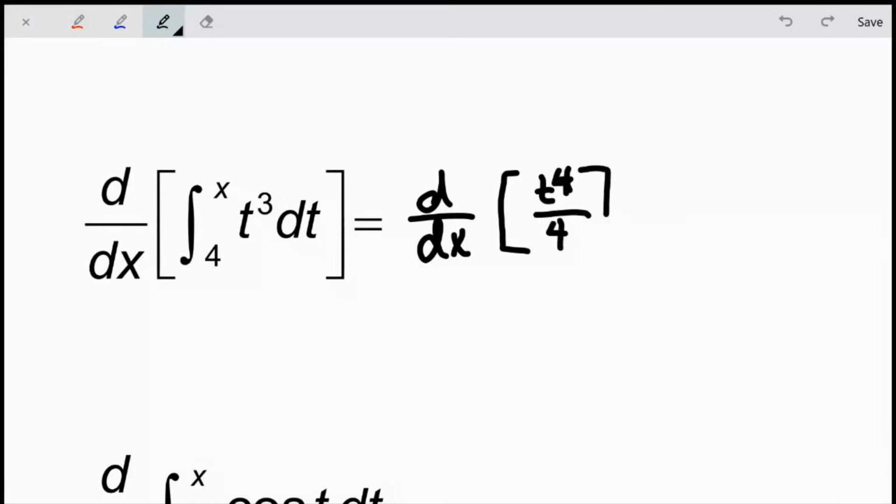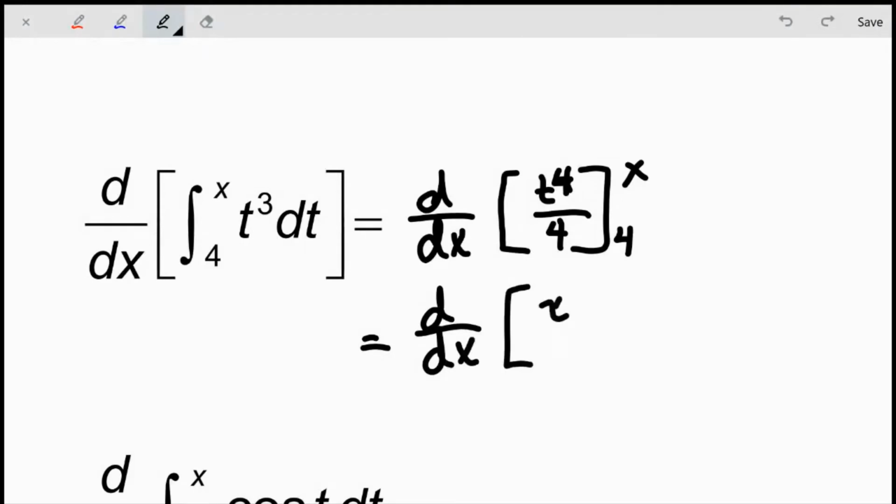And I'm going to evaluate that from 4 to x. Okay, so let's actually plug into this. If I were to plug in my upper limit and my lower limit into my antiderivative here, I would end up with x to the 4th over 4 minus 4 to the 4th over 4. Okay, so now we've solved the integral. Now let's take the derivative of the result, which is what we were intending to do.